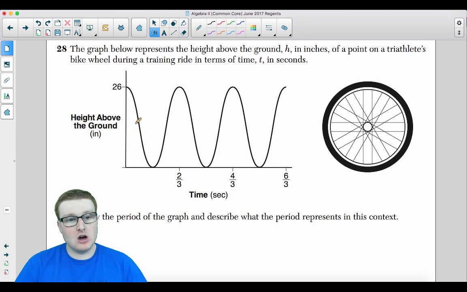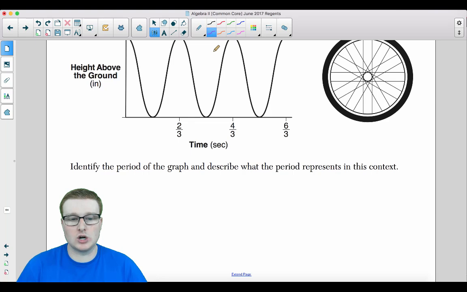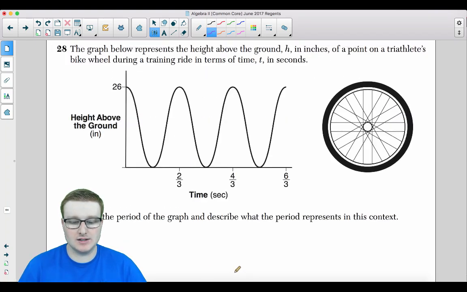The graph below represents the height above the ground h in inches of a point on a triathlete's bike wheel during a training ride in terms of time t in seconds. Identify the period of the graph and describe what the period means in the context of the problem. After this exam was given, I was looking at the answer key, and I would say that the answer key for this question was incredibly unfair. You have to be so specific with your wording to get the full 2 points. So here's what it is.